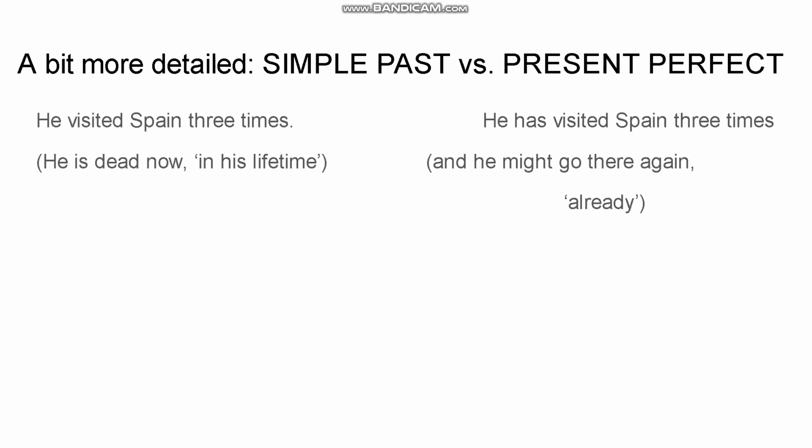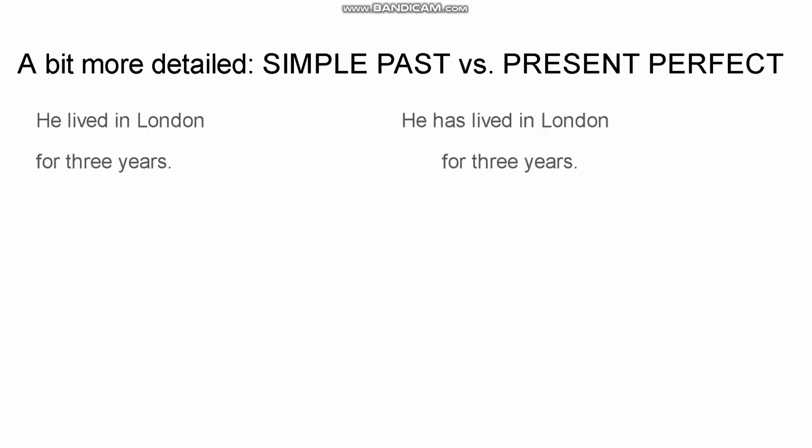You could add the word already to it. He has already visited Spain 3 times. That's a fourth use. So completed action, because in the first case he's dead or he's so fed up with it that it won't happen again. In the next sentence there's still a link with the present because he might go there again.